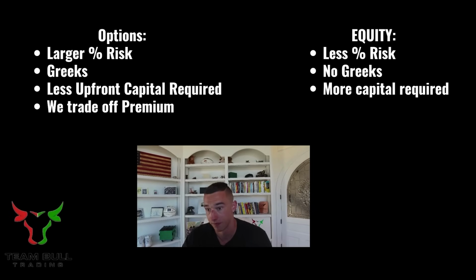Now with equity, we have less percentage risk, which comes with also potential less percentage gain. We have no Greeks, which is fantastic for the beginner, and we have more capital required. So I use the 25,000 mark because you are not subject to the PDT rule, and more often than not, it's going to take you a larger amount of capital to make money off equity than it would off options.